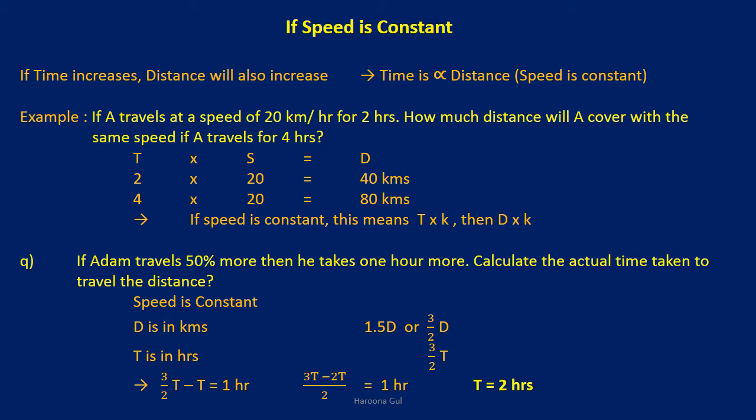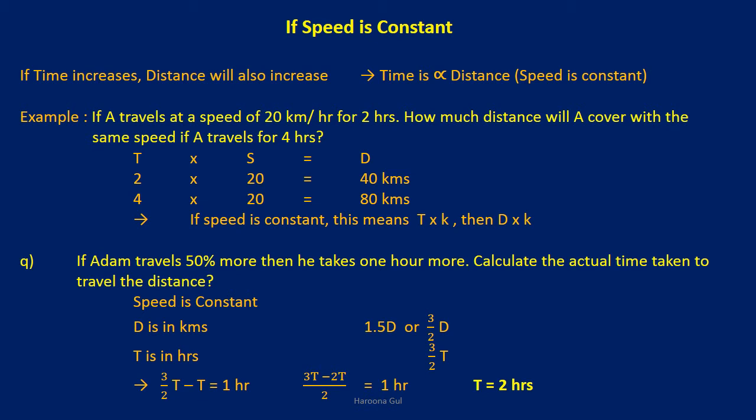This can further be elaborated with the help of an example, which says that if A travels at a speed of 20 kilometers per hour for 2 hours, how much distance will A cover with the same speed if A travels for 4 hours? Now we know that time into speed is equal to distance. If A travels for 2 hours at a speed of 20 kilometers per hour, A is going to cover a distance of 40 kilometers. Now, with the same speed, that is 20 kilometers per hour, if A travels for 4 hours, A is going to cover a distance of 80 kilometers. This implies that if speed is constant, then if T is multiplied by K, D will also be multiplied by K.